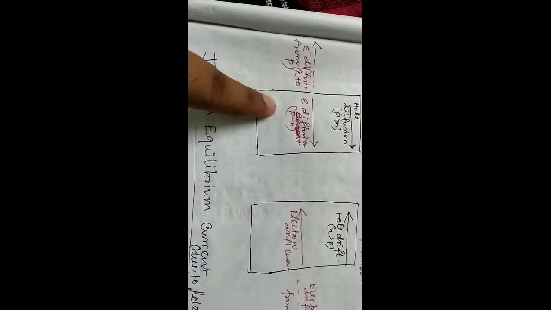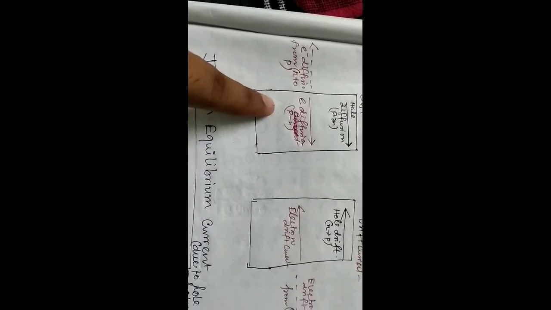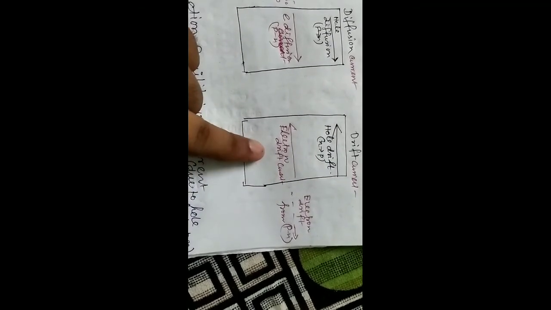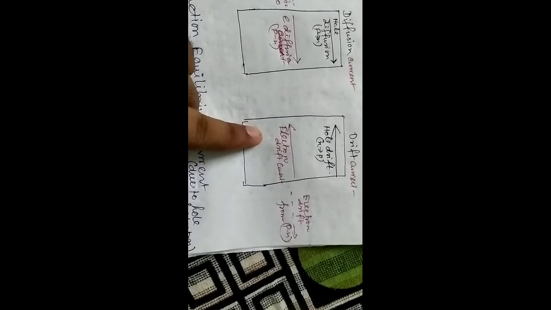Now look at electrons. Electrons are majority at the n side and minority at the p side. So electrons diffuse from the n side to the p side. As we know, the direction of electron current is opposite to the flow of electrons. So electron diffusion current is from p side to n side. Now look at electron drift. Electrons are minority at the p side, so electrons drift from p side to n side, and the electron drift current exists from n side to p side.